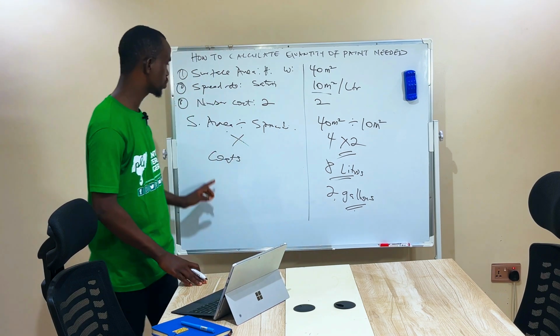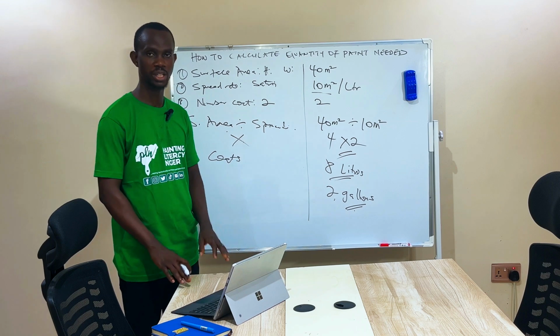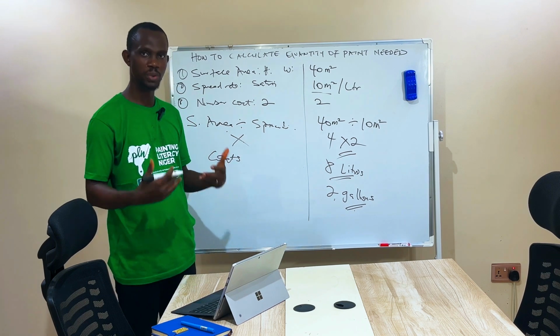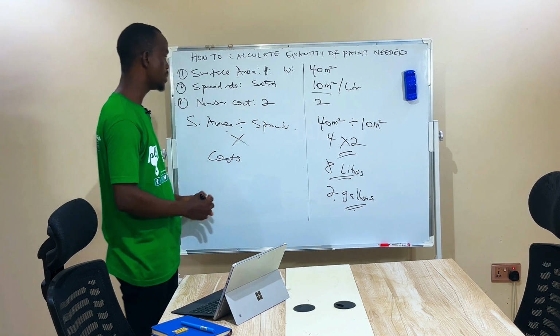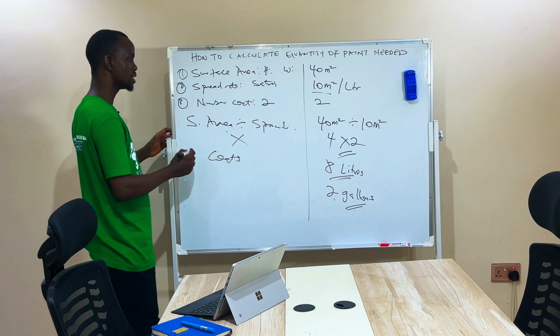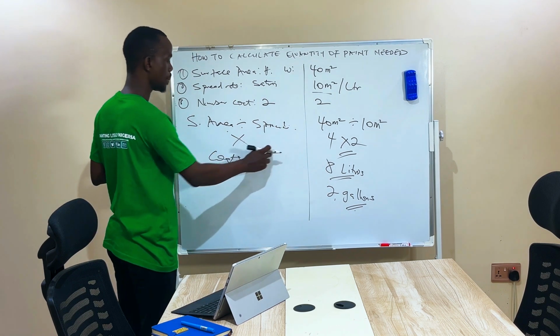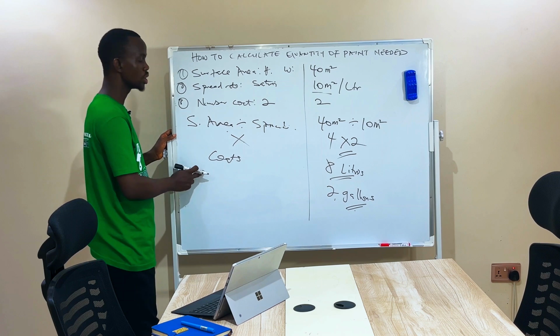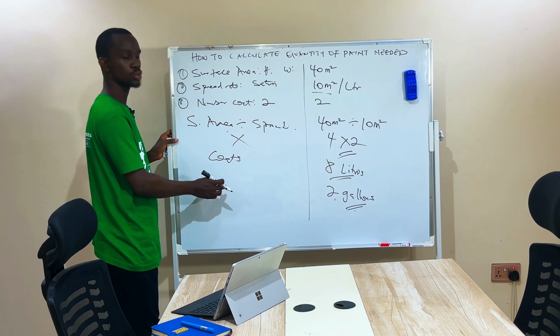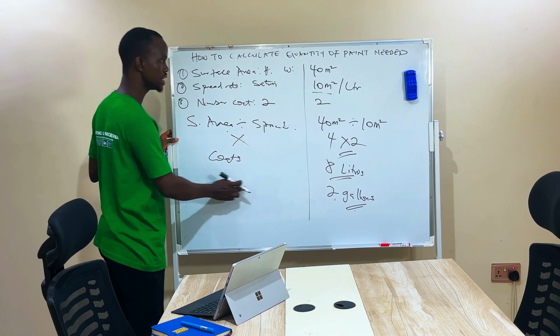I hope with this formula, you now understand better how to calculate paint for your painting project. I believe if you follow this method by dividing the surface area by the spread rate and multiplying by the number of coats, it will definitely give you the total amount of paint needed.